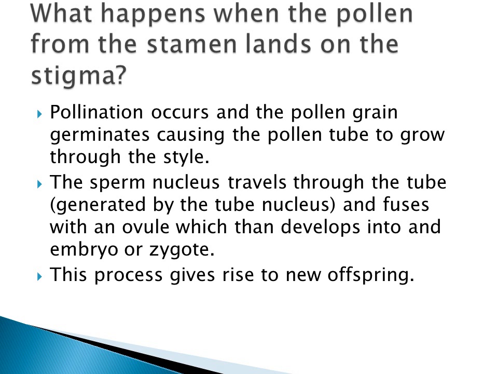Okay, so now we know the different ways in which monoecious and dioecious plants reproduce. But what happens when the pollen from the stamen lands on the stigma? Pollination occurs and then the pollen grain germinates, causing the pollen tube to grow through the style. The sperm nucleus then travels through the tube generated by the tube nucleus and fuses within an ovule, which then develops into an embryo or zygote. This process gives rise to the new offspring.